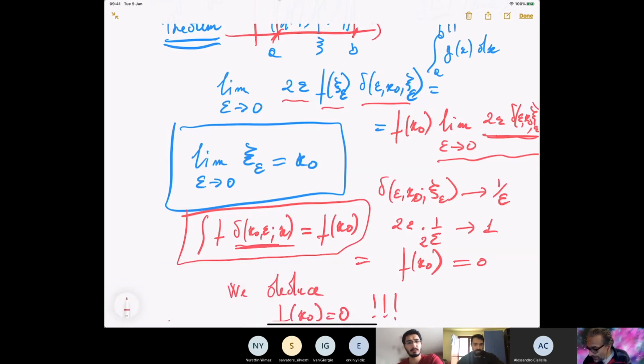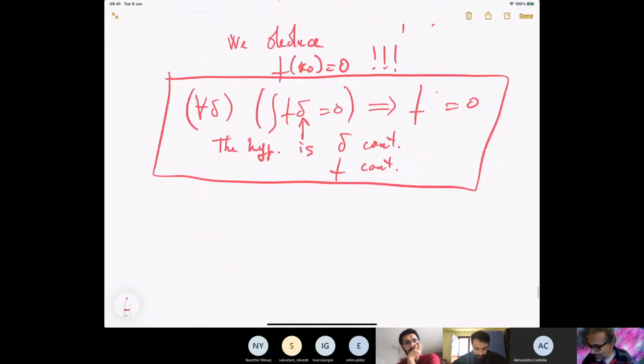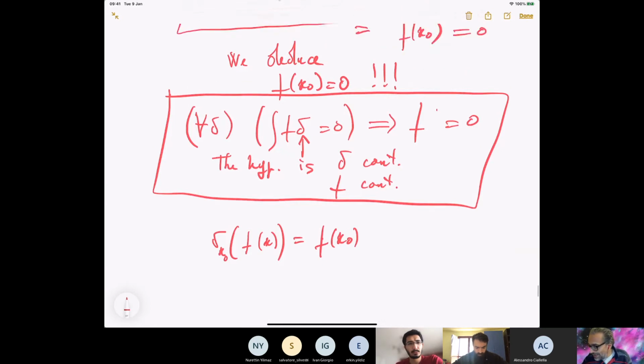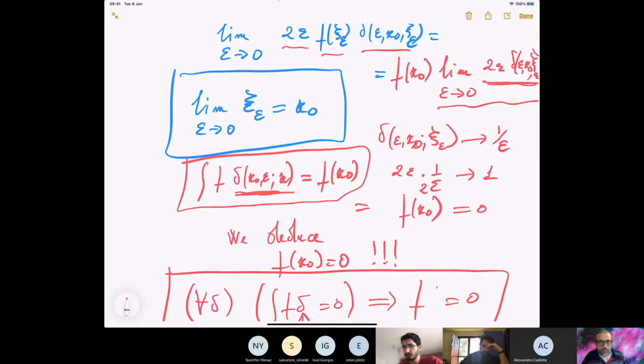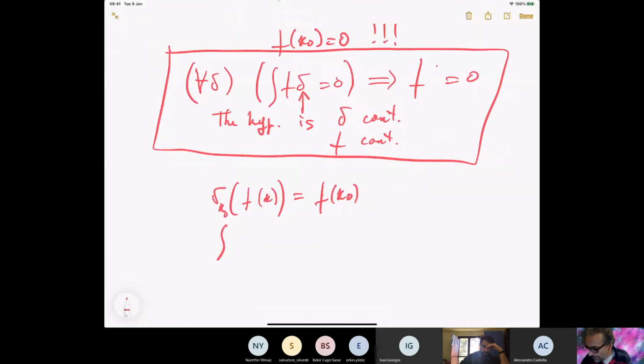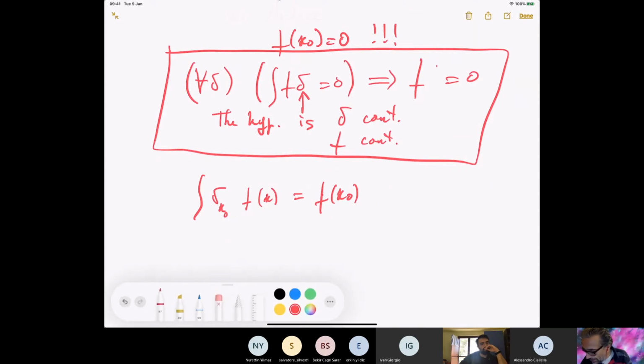And you know, this sequence of deltas converges to something which is called Dirac delta. A Dirac delta is the linear function which maps to every function its value in x0. So for the sequence of deltas which we have introduced, piecewise linear functions, the integral of delta Dirac times f of x must be equal to f of x zero.